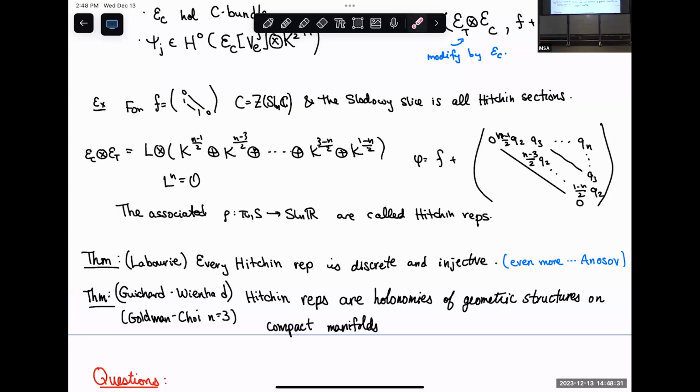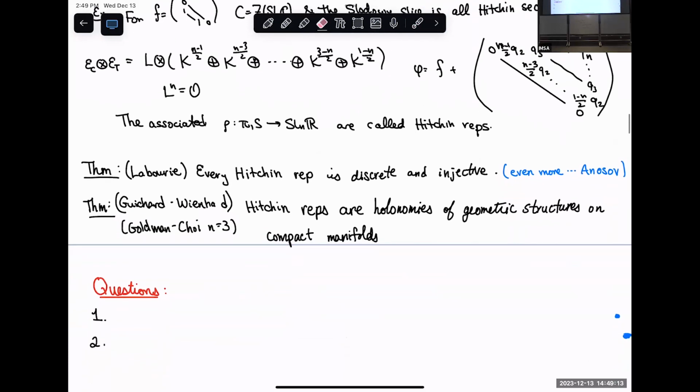So in particular, and I'm going to cop out exactly like Anna did, the consequence of the work is that every Hitchin representation is discrete and injective. And it's more with this word Anosov, but I'm not going to define what that is in this talk. And that's a big, important step. And then Guichard and Wienhard, generalizing results of Goldman and Choi, showed that these Hitchin representations are all holonomies of geometric structures on certain compact manifolds.